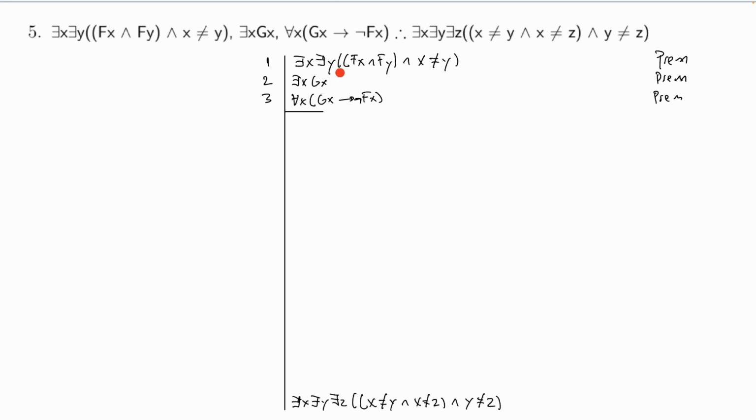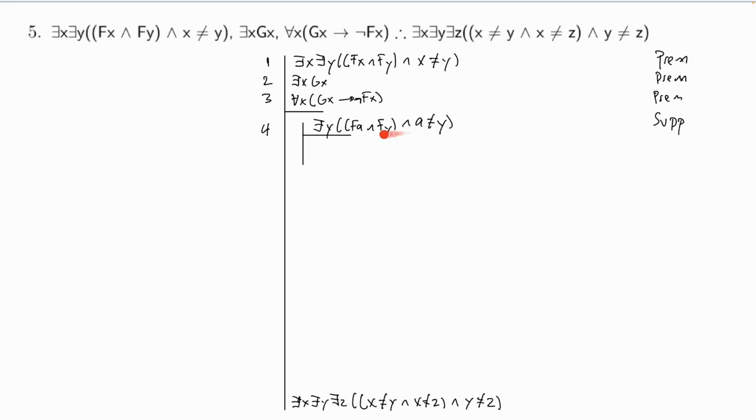And we're going to want to make sure that we're using new individuals each time we instantiate an existential, someone that hasn't been mentioned in the proof so far, because that's a requirement of the existential elimination rule, which is what we're ultimately going to be relying on here. So we'll start with this first premise. Let's instantiate that and create a subproof where we say, okay, suppose there is a Y such that FA and FY and A is distinct from Y.